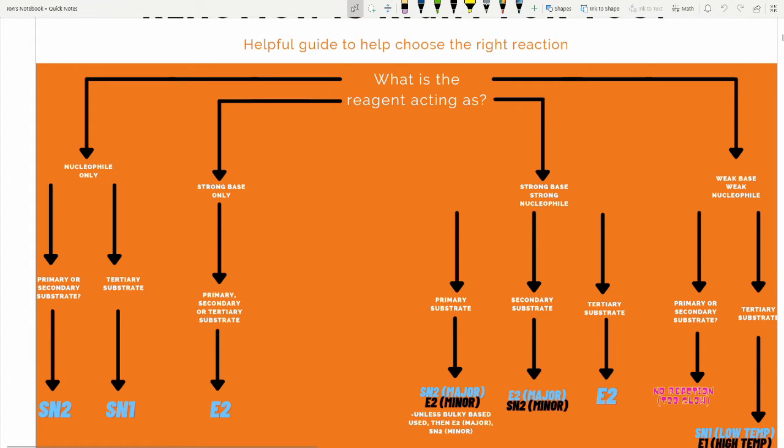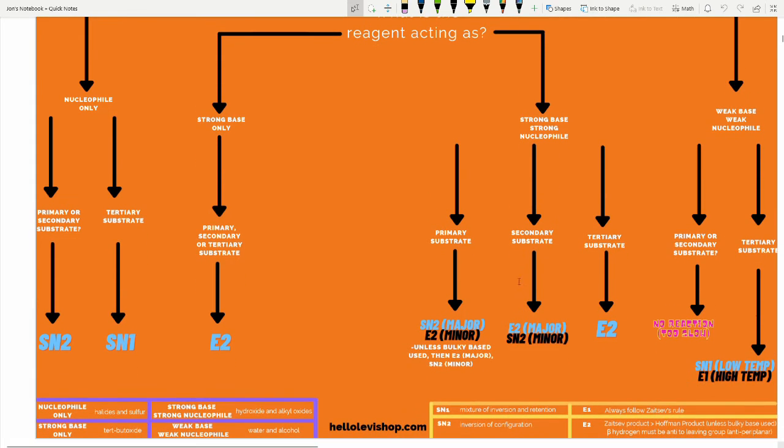In the case where you have water and alcohol as weak bases and weak nucleophiles, for primary and secondary substrates, no reactions will occur because it would proceed way too slow. For tertiary substrates, SN1 will be favored at low temperatures. At higher temperatures, E1 will be favored.